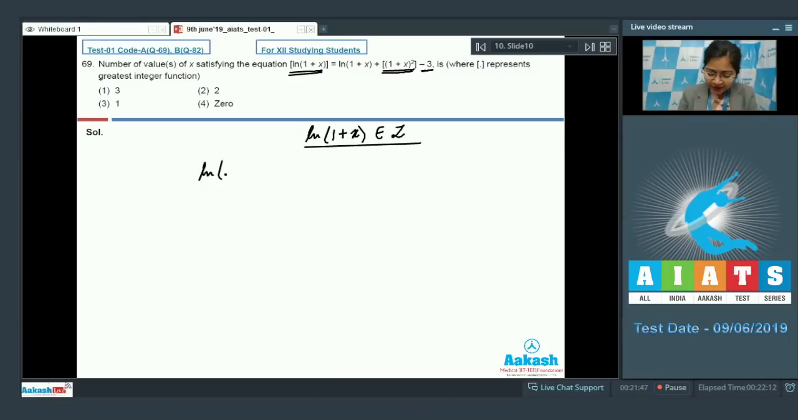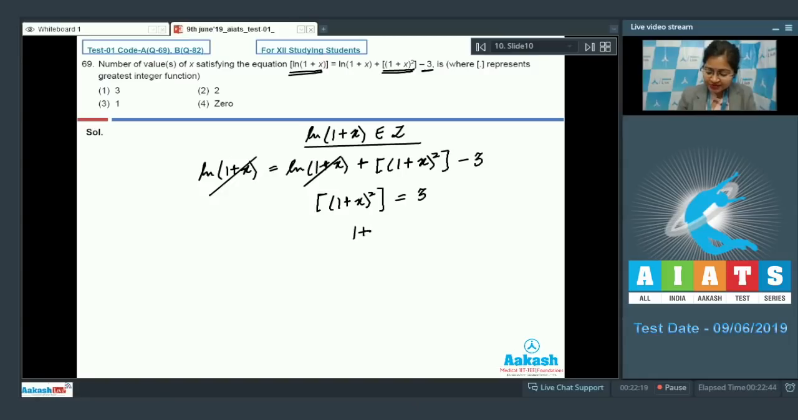So we will get ln of 1 plus x is equal to ln of 1 plus x plus greatest integer of (1 plus x) whole square minus 3. Now these two will simply cancel. So we will be left with greatest integer of (1 plus x) whole square is equal to 3, which means that (1 plus x) whole square will go from 3 up to 4, right? Which means that mod of 1 plus x will go from under root 3 up to 2.